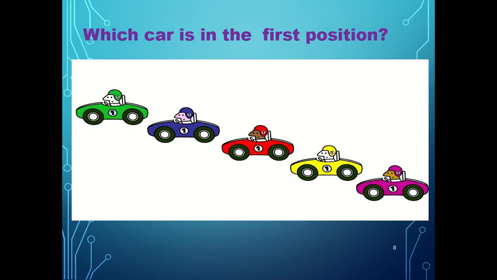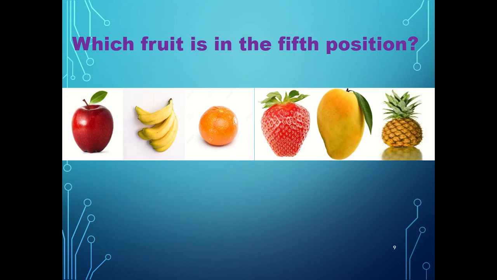Which car is in the first position? Let's see. Yes, the green car. So, the green car is in the first position. Now, which fruit is in the fifth position? Let's see. Yes, mango. So, mango is in the fifth position.